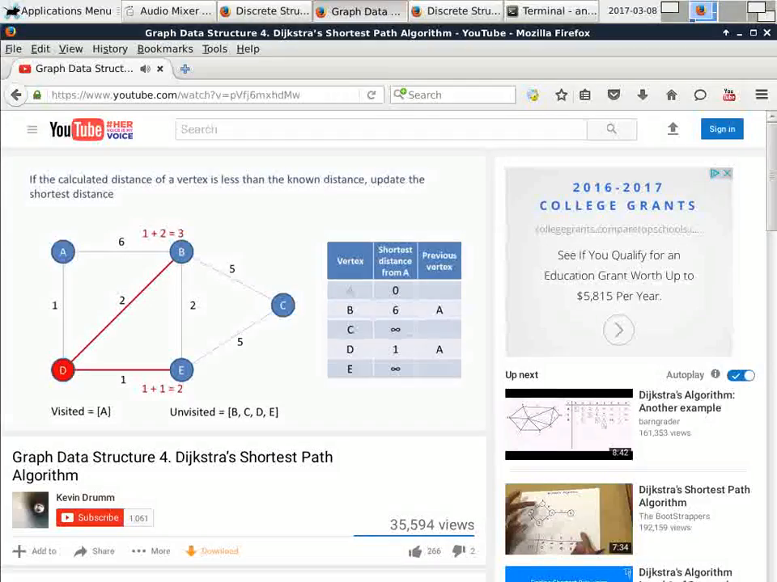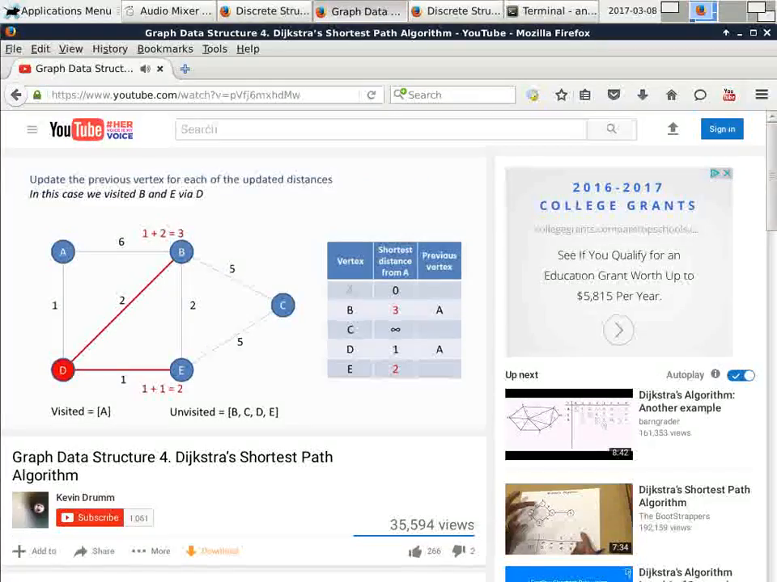If the calculated distance of a vertex is less than the known distance, update the shortest distance. The shortest known distance from A to B, as written in the table, is 6. We just calculated a new shortest distance of 3. The shortest known distance from A to E, as per the table, is infinity. And again, we've calculated a much shorter distance from A to E. So we can write these values into the table, replacing the previous values. We found some shorter paths.